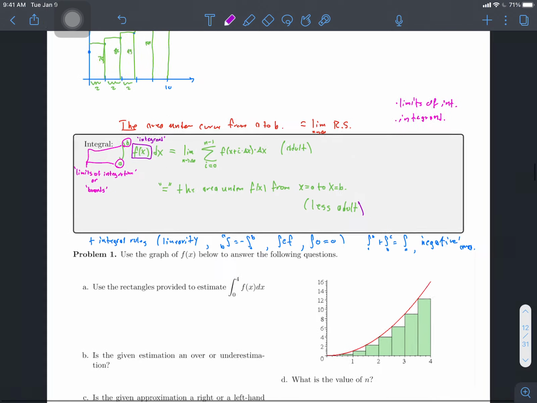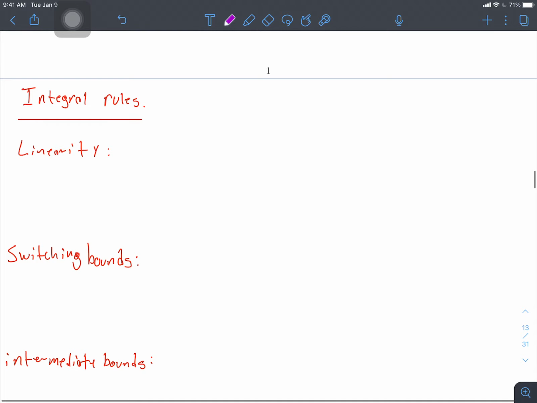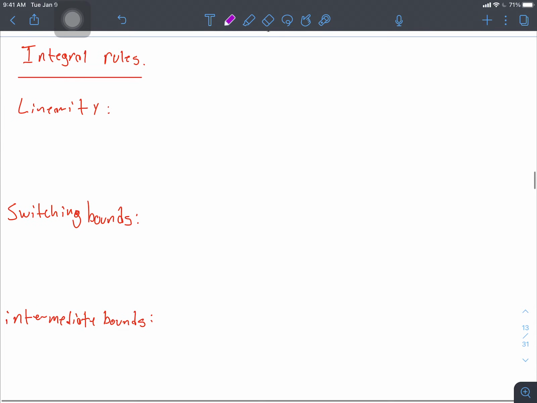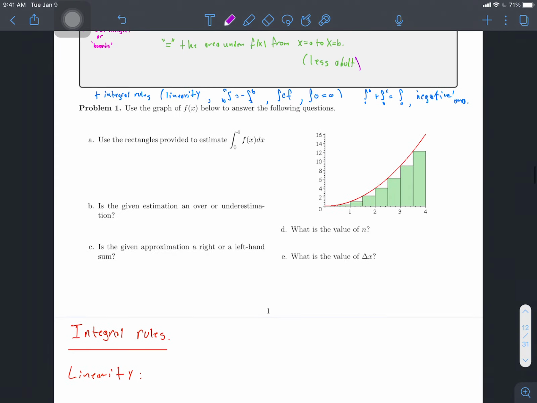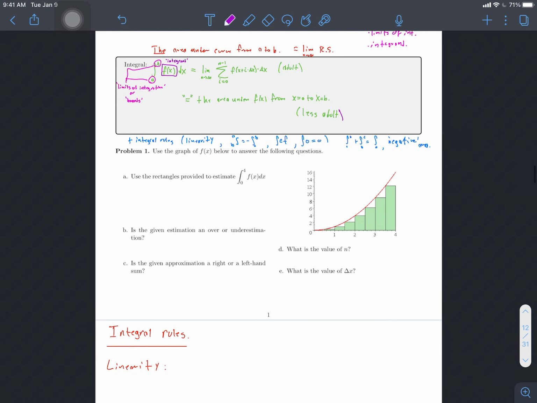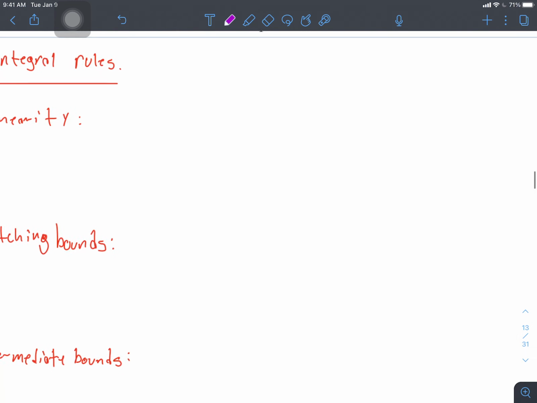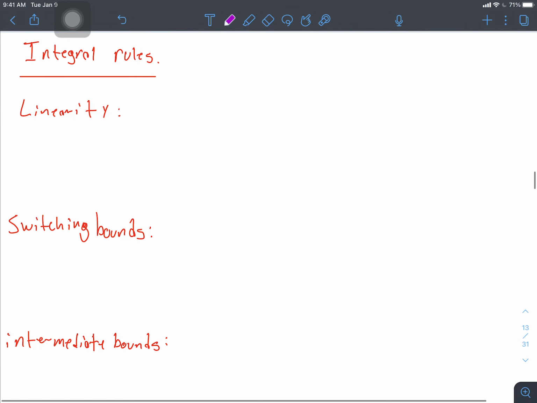Okay, then we're going to go through a couple of rules here. So I've got an extra page here. You don't necessarily have to write all of them down, but you should refer back to these notes when you're doing your homework and such. So we have some rules about integrals. Let me start with the following.